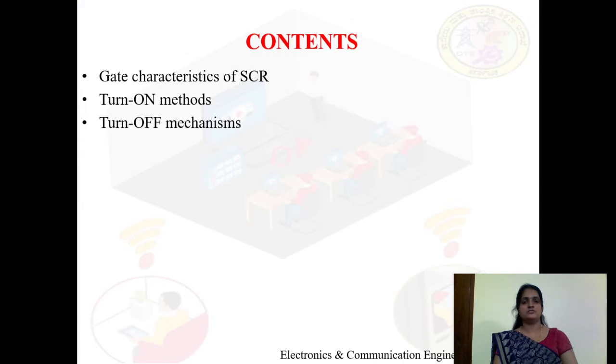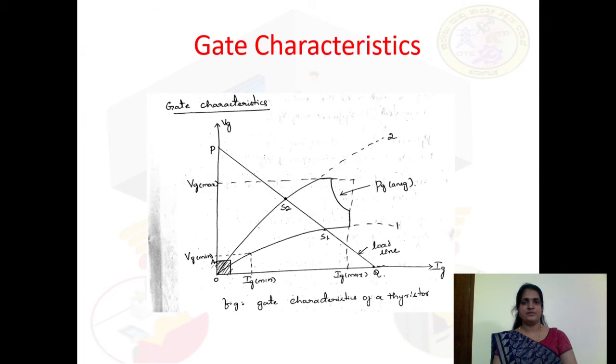In this session, we will discuss the gate characteristics of the SCR, and the turn on and turn off mechanisms. Coming to the gate characteristics, this graph gives the information about the gate characteristics of a thyristor. It is a plot of gate voltage versus gate current, where Ig is the gate current and Vg is the gate voltage, and this represents the maximum and the minimum voltage.